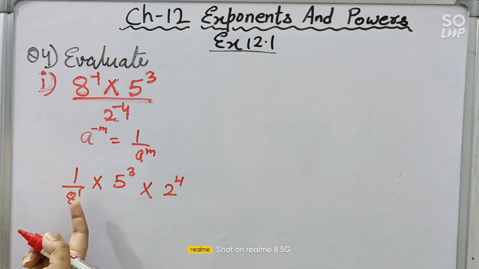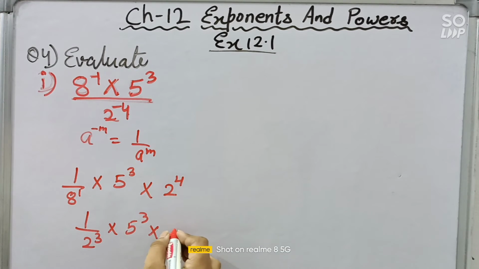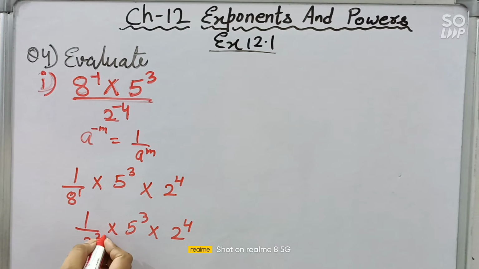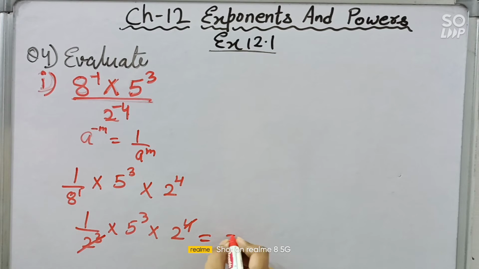Now we know we can write 8 as 2 raised to the power 3 and here we have 2 raised to the power 4. So we can cancel out this 3 and this 2 will remain with us. We can write it as 5 raised to the power 3 multiplied with 2. Now what is the value for 5 raised to the power 3? It is 125 multiplied with 2. Multiply this and you will get your answer.